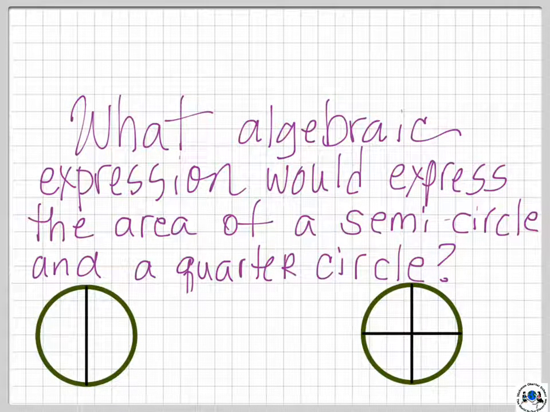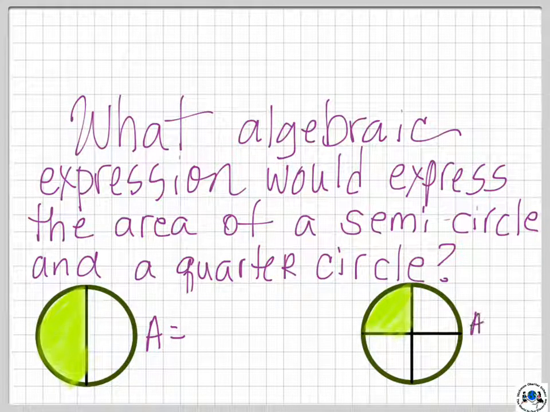Okay, so there we go. We have a semicircle here. Fill in my semicircle. Of course, a semicircle is half a circle. There's our semicircle, and here one of these is a quarter circle. So think about that for a second, and come on back when you think you have the answer. Write it in terms of A equals, and then A equals.